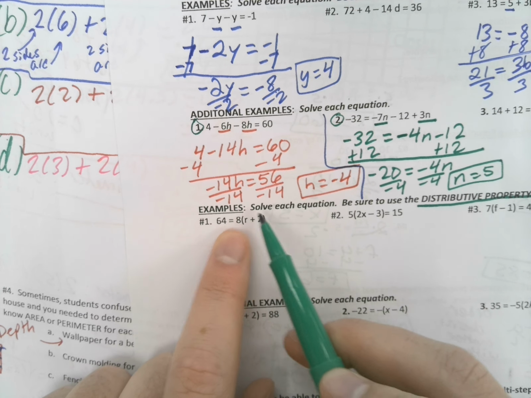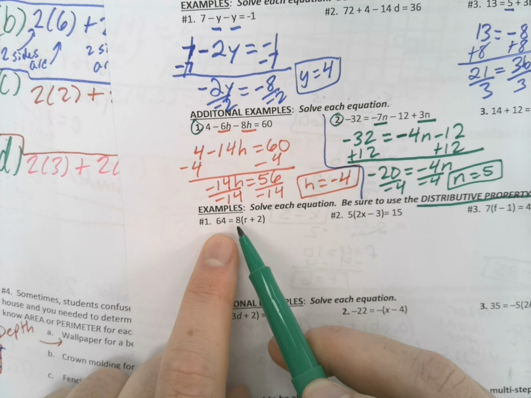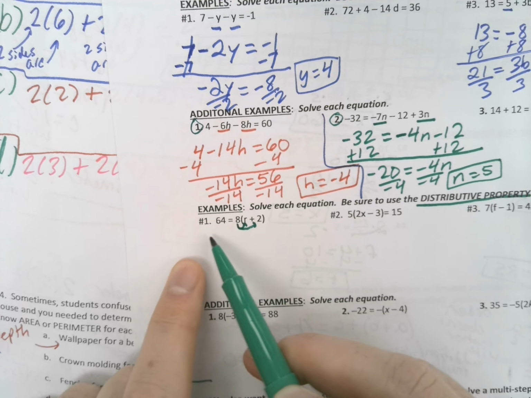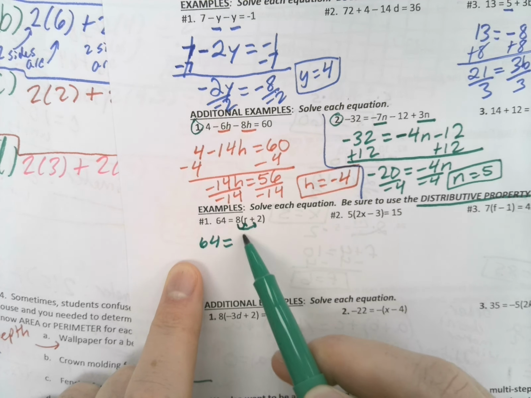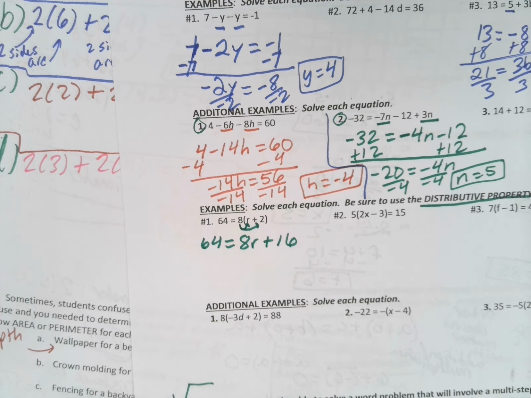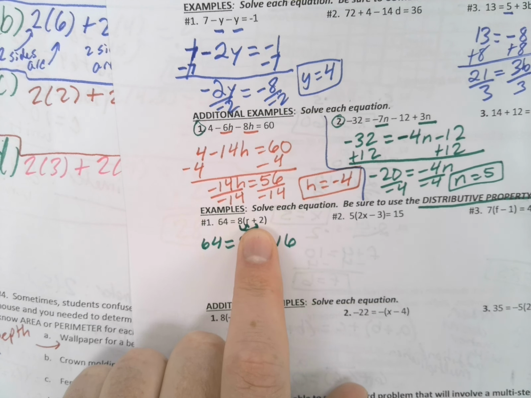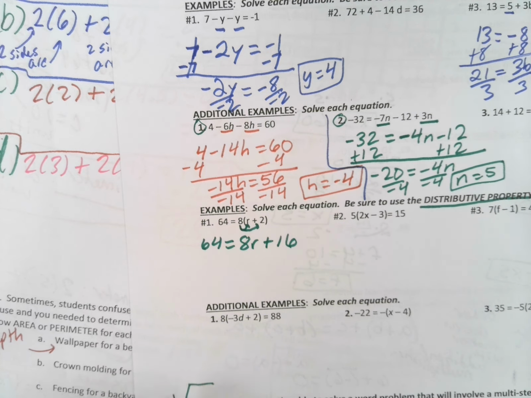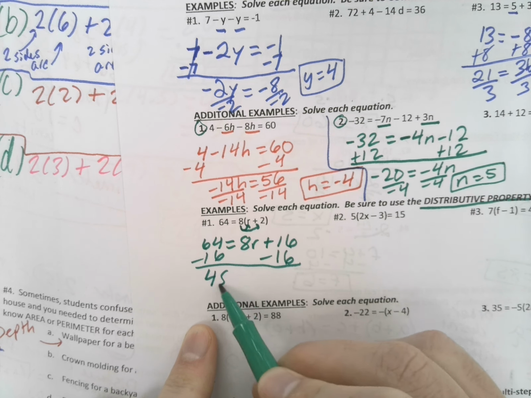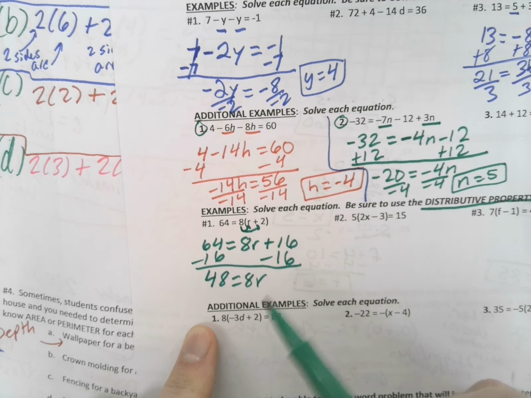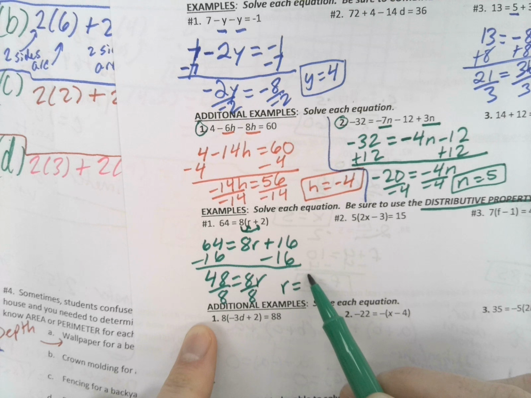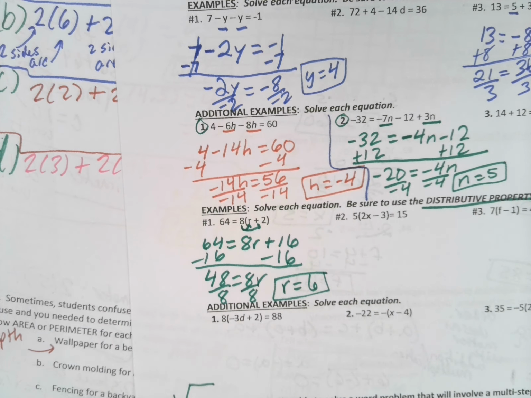But what we can do is we can say, okay, if there's nothing in the parentheses that can simplify, we have an 8 on the outside, we can distribute into it. So we multiply 8 in there. 8 times r is 8r. 8 times 2 is 16. And you just took this from a multi-step problem, took one step, and now you are to a two-step equation. We can subtract 16, gives you 48, and then we can divide by 8. 48 divided by 8, r equals 6.